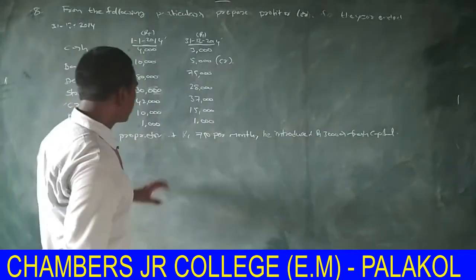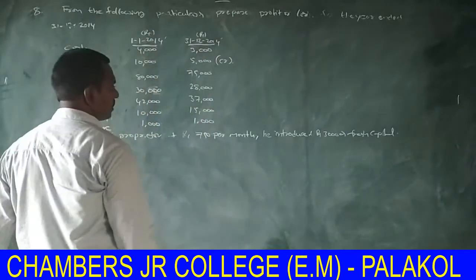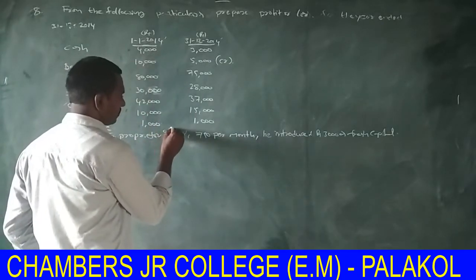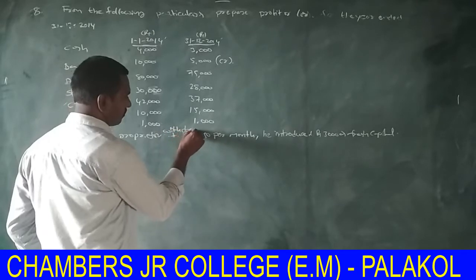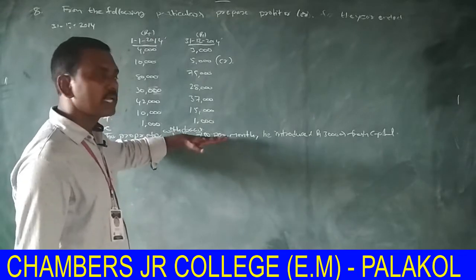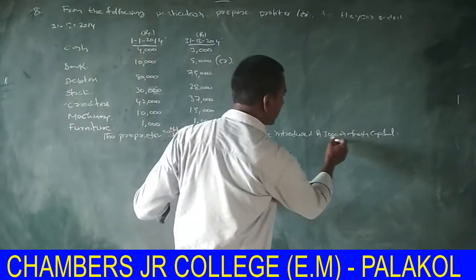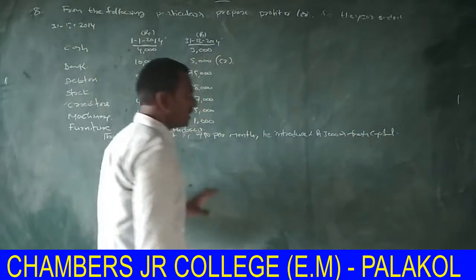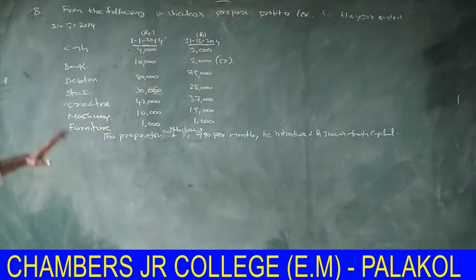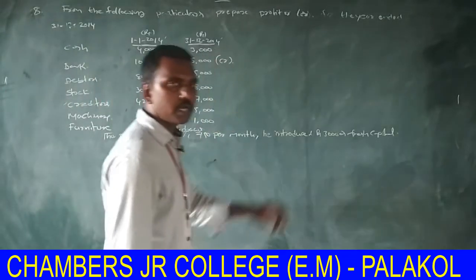The proprietor withdraws at rupees 750 per month. This is drawings. He introduced 3,000 as fresh capital. Fresh capital means additional capital. Here you are required to prepare opening balance sheet, closing balance sheet, and statement of profit or loss.